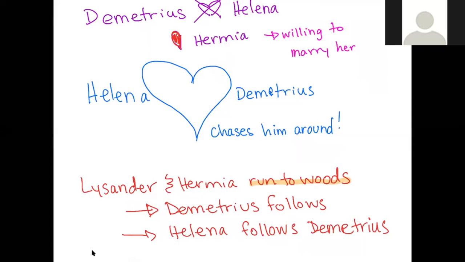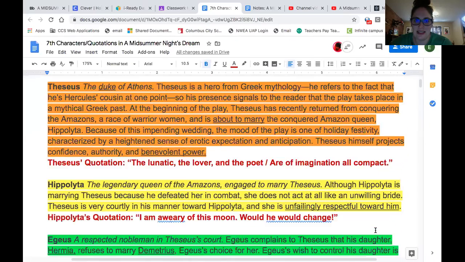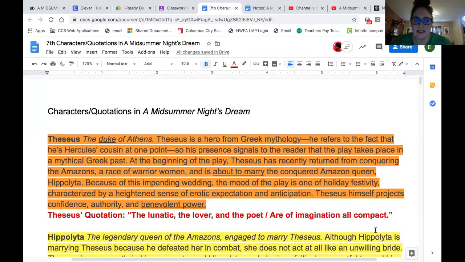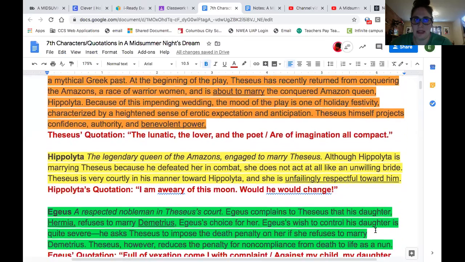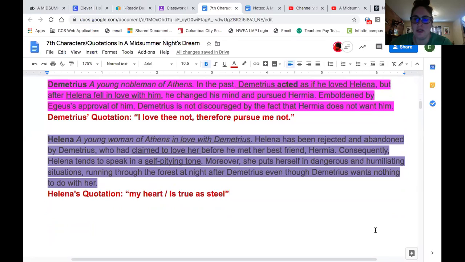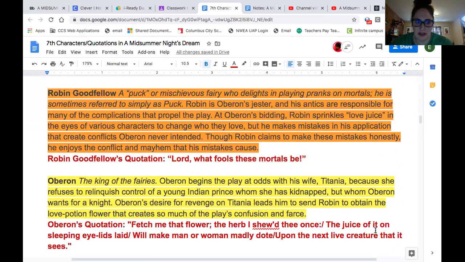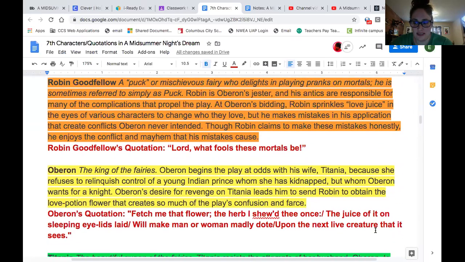Okay, are you good with this? Okay. So the other part of this play: this first page is the main group of people, but then there are two more groups of people. These next three are fairies.